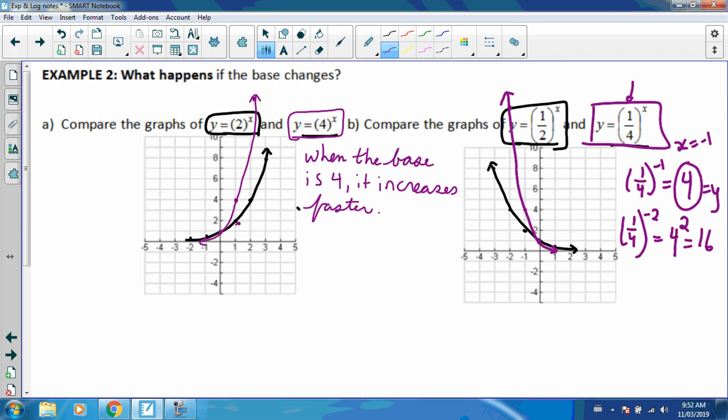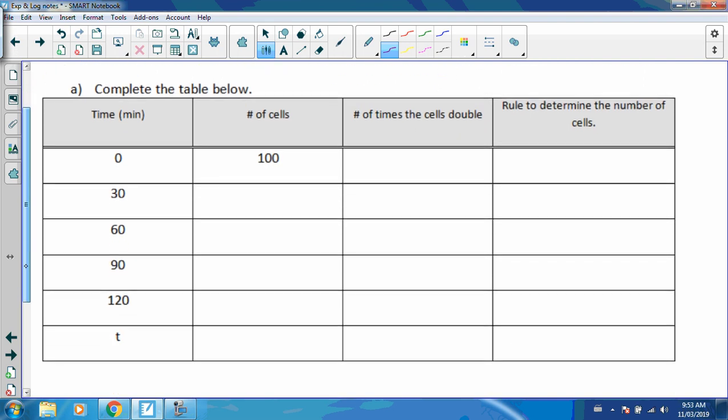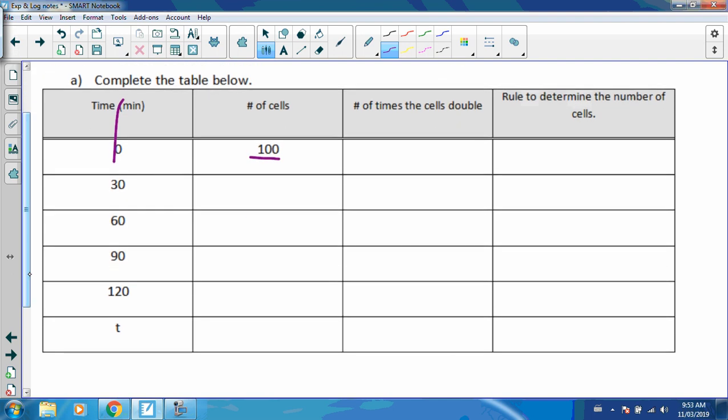All right. Now we're looking at some scenarios where we have exponential growth. So this is an increasing function. Those are synonyms. A bacterial culture is made up of 100 cells. And the number of cells doubles, so that means times it by 2, every 30 minutes. And let's fill in this table. So at time 0, we have 100 cells. And then after 30 minutes, we're going to have double that. And so that's one doubling time.